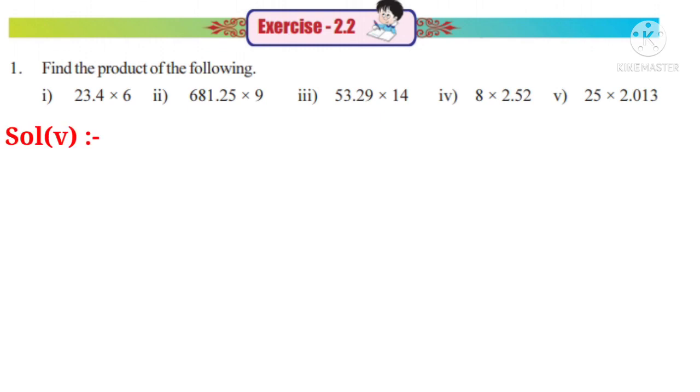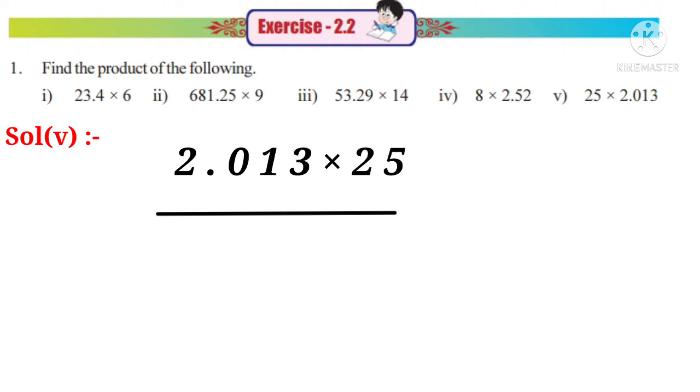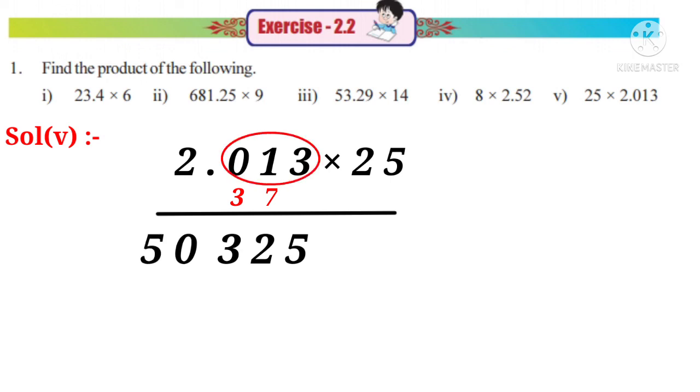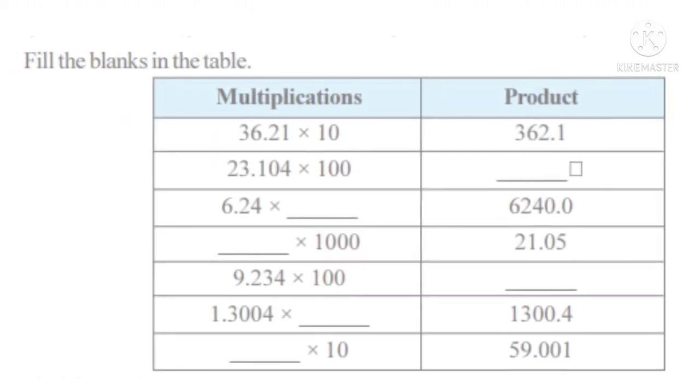Instead of multiplying 25 with 2.013, let us multiply 2.013 with 25. Then we get 25 3s are 75, so 5 and carry 7. 25 1s are 25 plus 7 is 32, so 2 and carry 3. 25 zeros are 0 plus 3, 3. 25 2s are 50. Observe that there are three decimal places in the first number. So we should put the decimal point in the product counting from right side to left side after three digits, that is 50.325. Now let us do second problem.